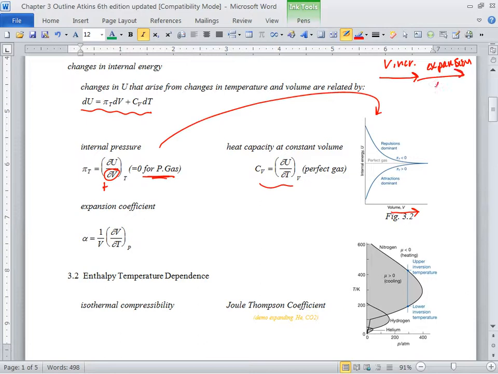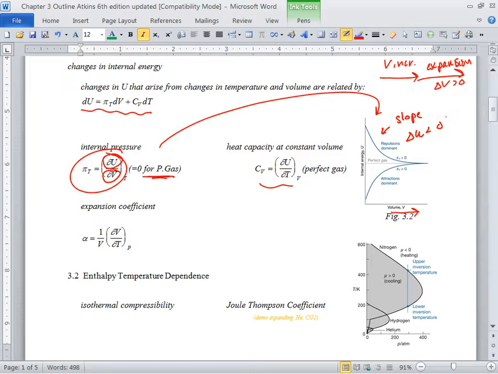Right? So that means my delta V is positive, greater than 0. But look at this slope. This slope is supposed to be the slope of this plot, this top part here, where it says repulsions are dominant. The slope is positive or negative? Negative. Well, if it's negative and delta V has to be positive, that means delta U must be negative, must be less than 0 when repulsions are dominant.